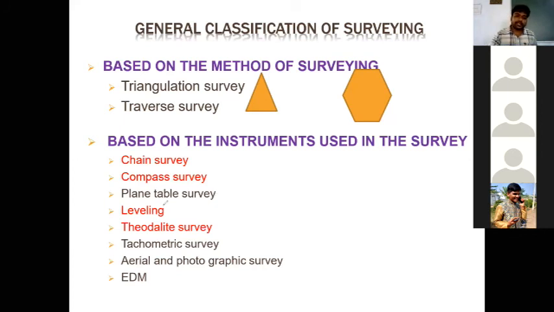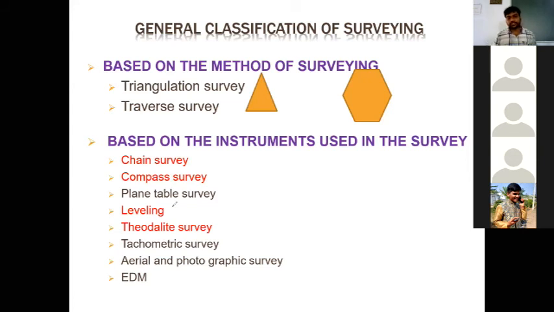Next, leveling. Leveling means which is related to the heights. The difference in height between two different points gives the leveling. We'll discuss that whenever the leveling chapter comes, and there I will explain leveling briefly.